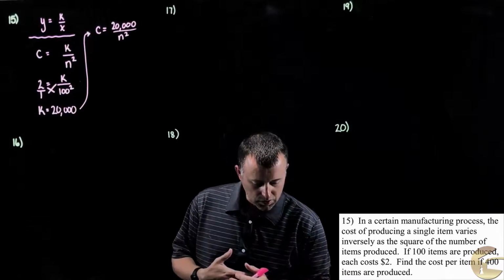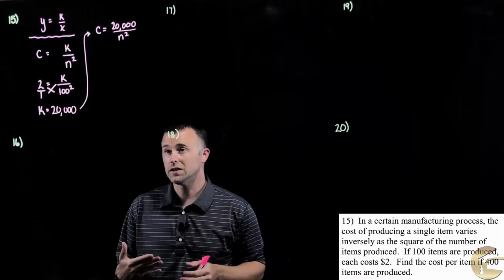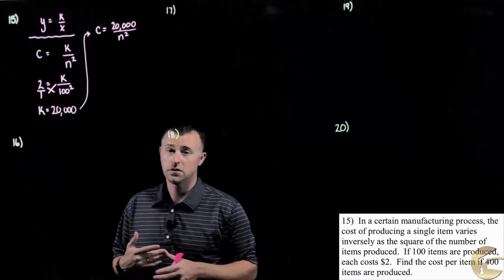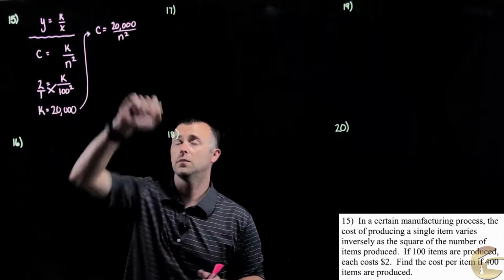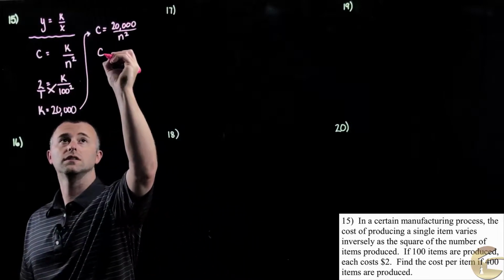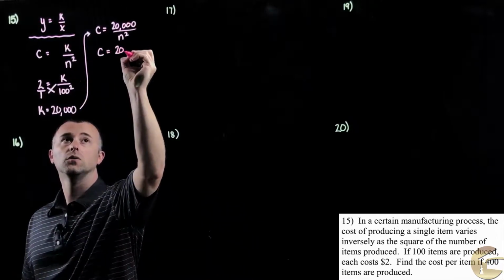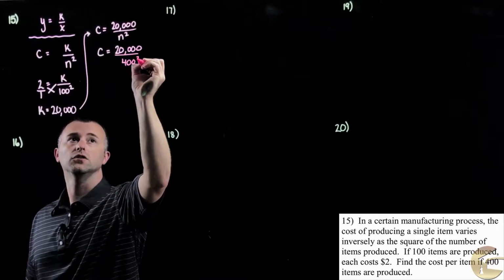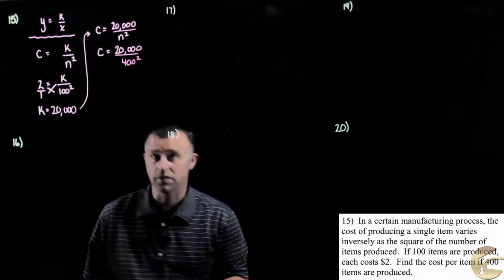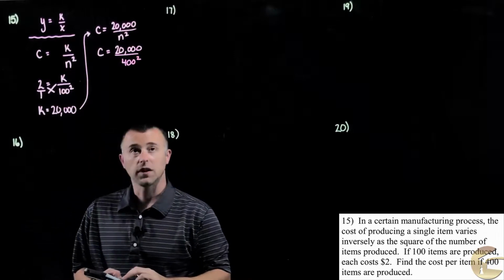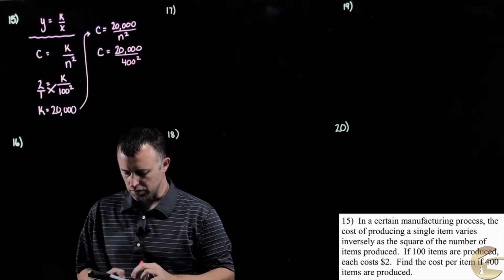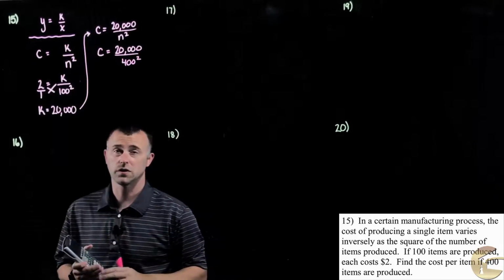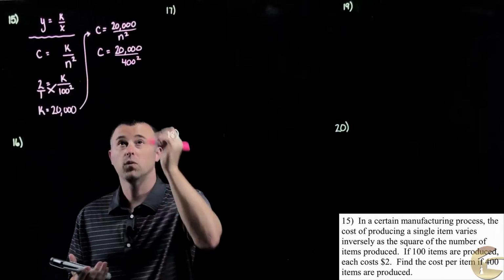They want us to find the cost, so find C per item if 400 items are produced. So the number of items is going to be 400. I'm going to say C is equal to 20,000 divided by 400 squared. So we're going to divide that and see what we get. 20,000 divided by 400 squared. Plug that in parentheses when you do it so it does the square first. And that's going to be 0.125.